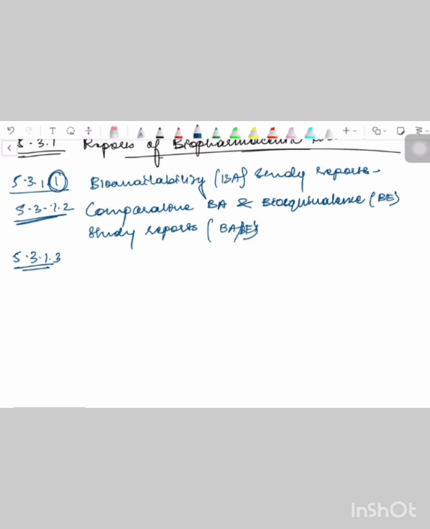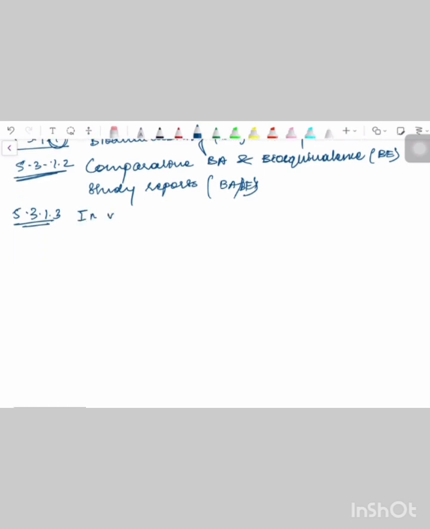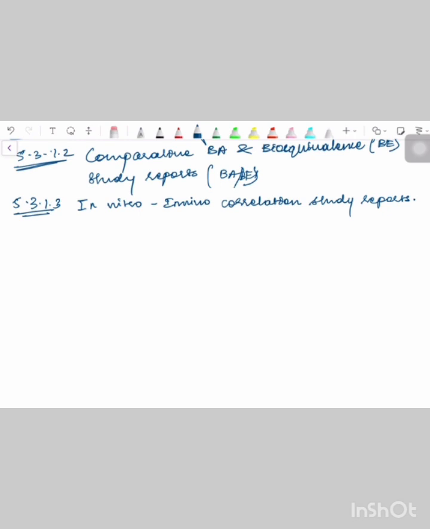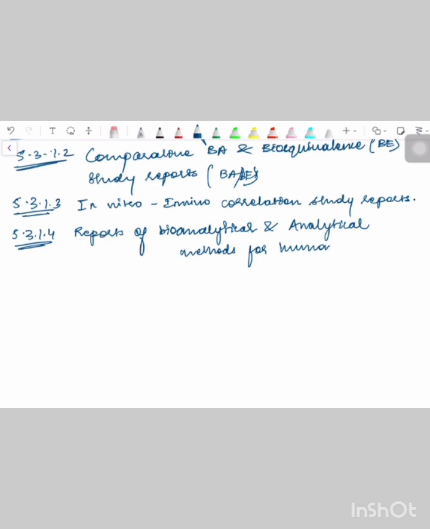5.3.1.3 में दे नीड इन विट्रो इन विवो कोरिलेशन study reports. In vitro in vivo correlation study reports. Then 5.3.1.4 में उनको चाहिए reports of bioanalytical and analytical methods for human studies.